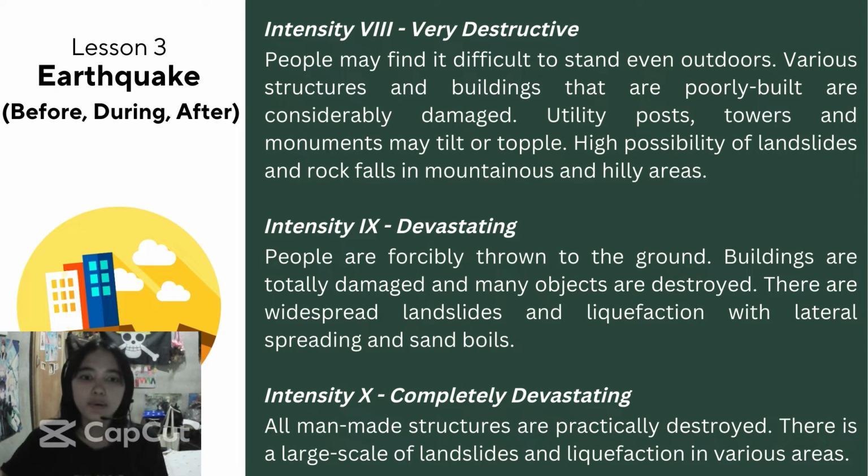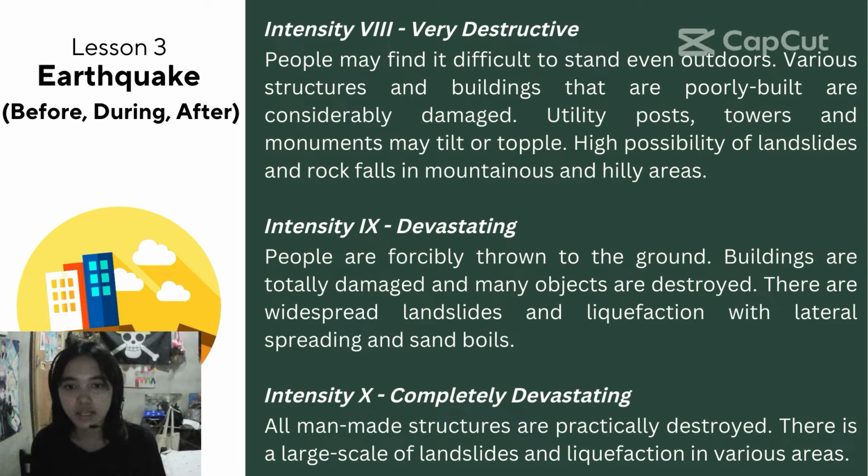So intensity 8, very destructive. People may find it difficult to stand even outdoors. Various structures and buildings that are poorly built are considerably damaged. Utility posts, towers, and monuments may tilt or topple. High possibility of landslide and rock falls in mountainous and hilly areas. So this intensity is like intensity 7, however, its effects are stronger than those of intensity 7, since intensity 7 also has landslides.